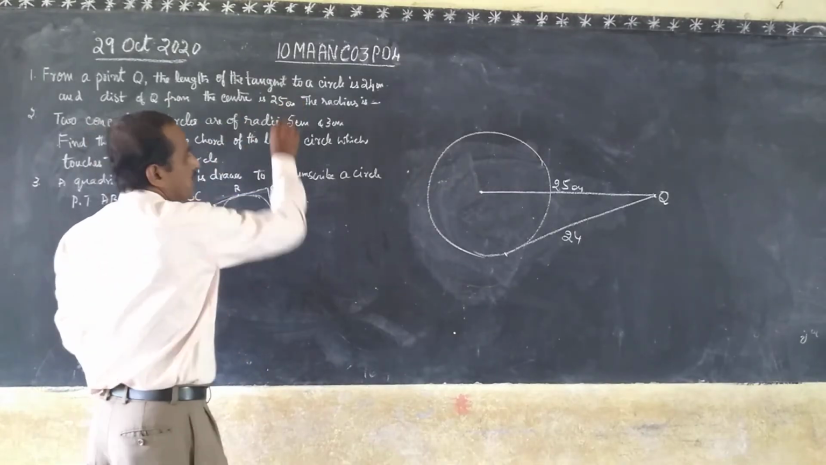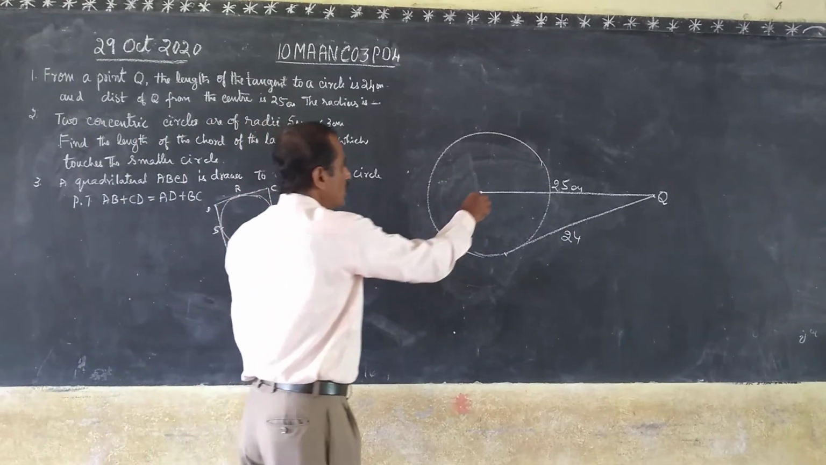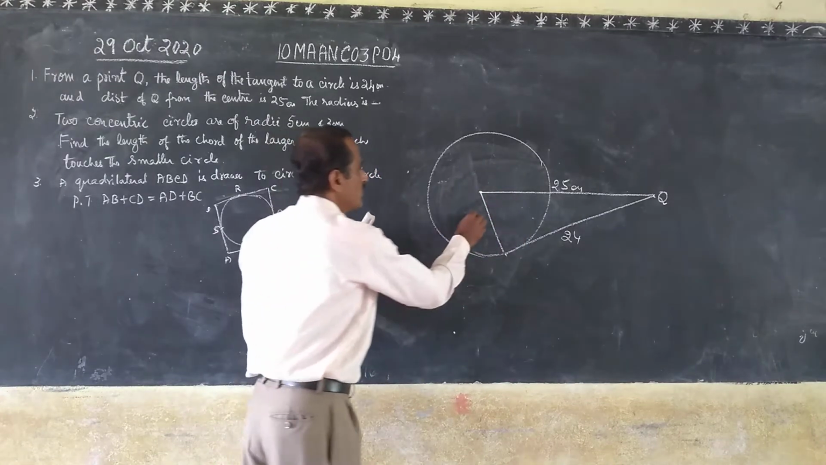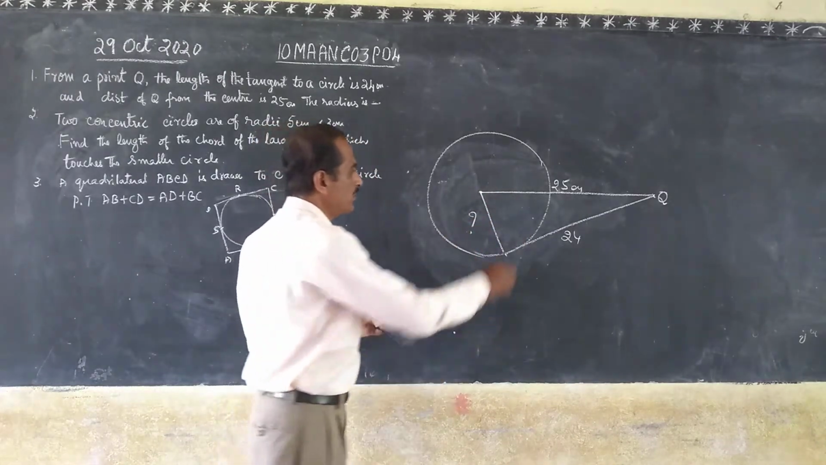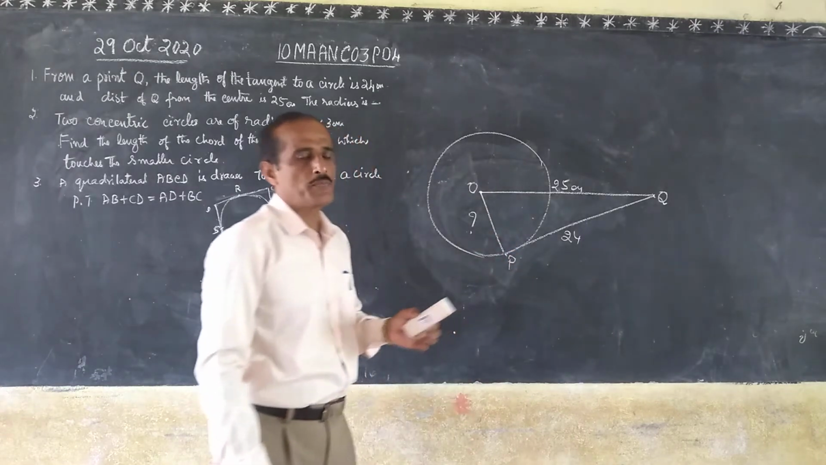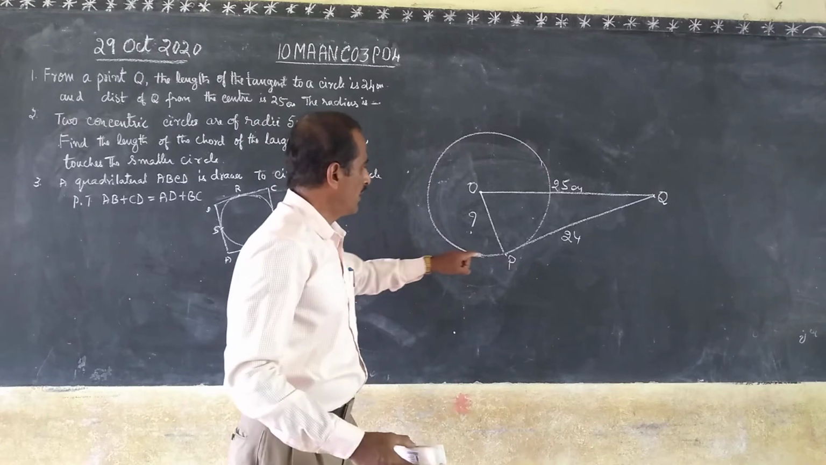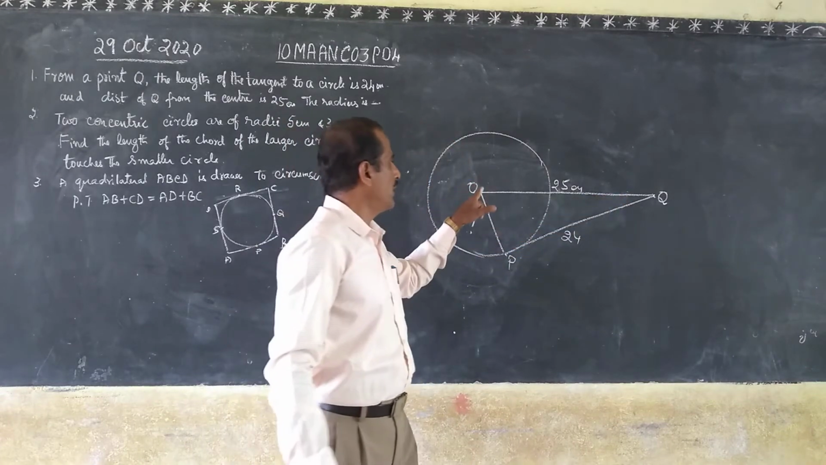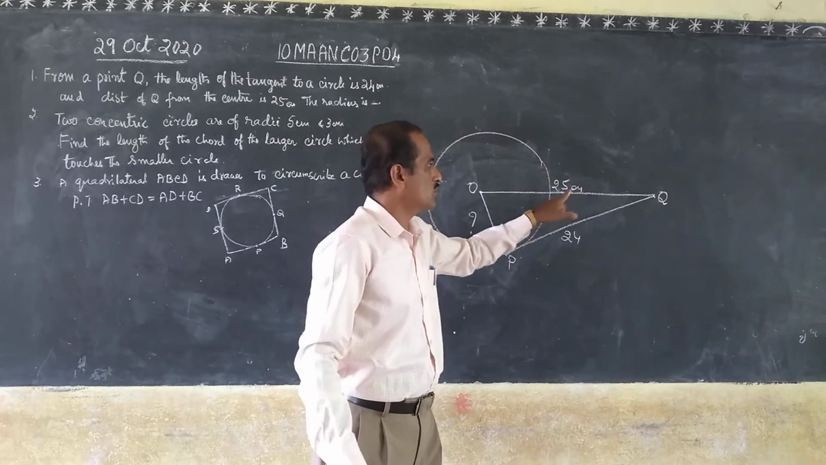So, what is the length of the radius? This is what is asked. Let us name the center as O and the point of contact as P. Now, it is given that the length of the tangent from the point Q is 24, and from the center to that point is 25.